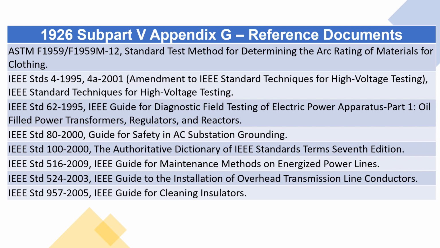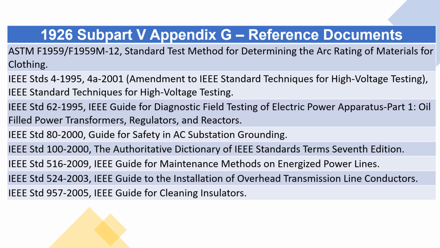IEEE STDs 4-1995, 4a-2001, Amendment to IEEE Standard Techniques for High Voltage Testing. IEEE STD 62-1995, IEEE Guide for Diagnostic Field Testing of Electric Power Apparatus, Part 1: Oil-Filled Power Transformers, Regulators, and Reactors. IEEE STD 80-2000, Guide for Safety in AC Substation Grounding. IEEE STD 100-2000, The Authoritative Dictionary of IEEE Standards Terms, 7th Edition.